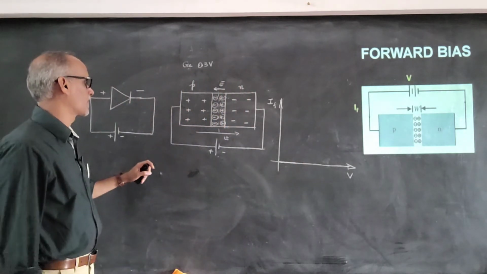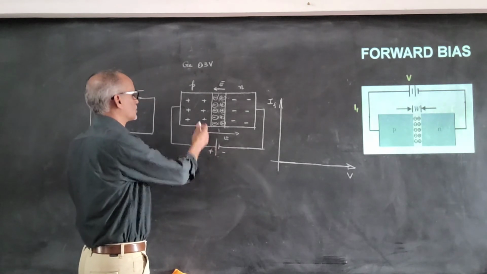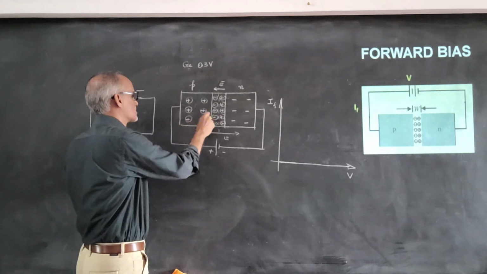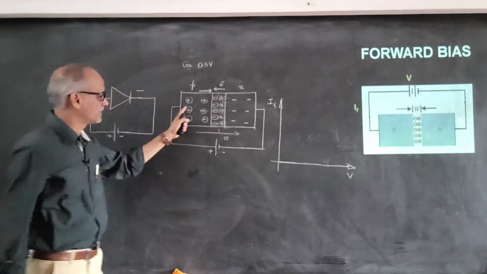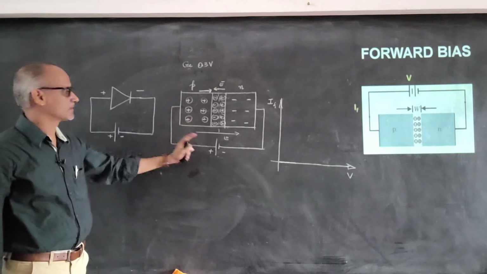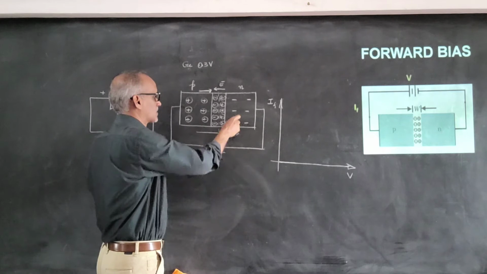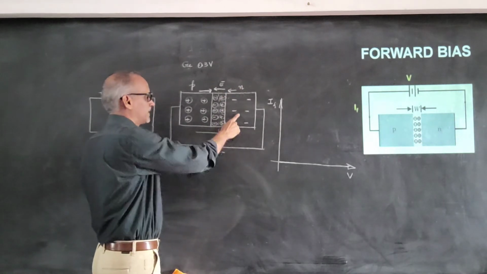in the circuit. Not only that, as we apply more and more voltage, the positively charged holes move towards the junction because they are repelled by the battery, whereas the electrons move in this direction because they are repelled again.